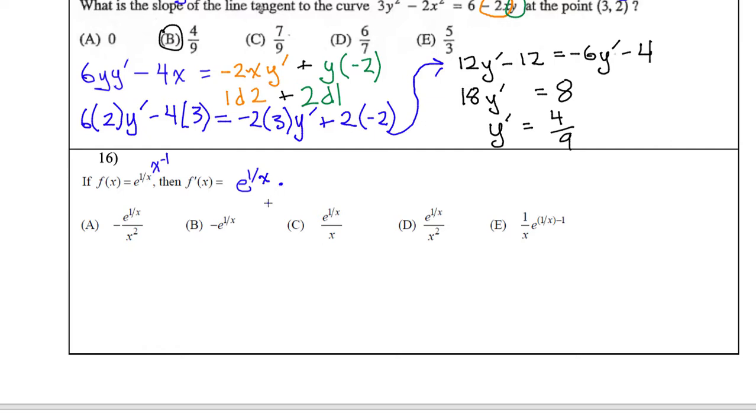Now I need to do the derivative of this, x to the negative 1. Again, when I take the derivative, this negative 1 comes down in front. It becomes negative x, and then I go down a power to the negative 2. And I just need to simplify this now. So the answer should be negative, so that already eliminates C, D, and E, because I have a negative right here. And it needs to be divided by x squared. So the correct answer is A.